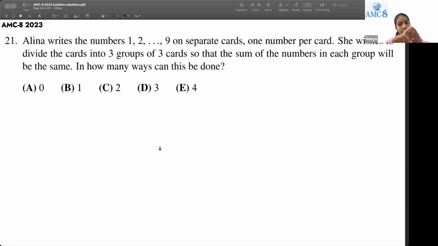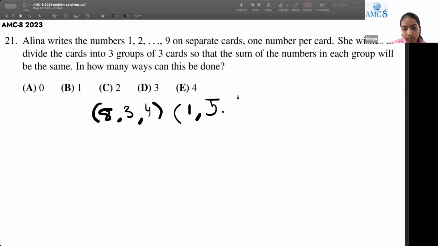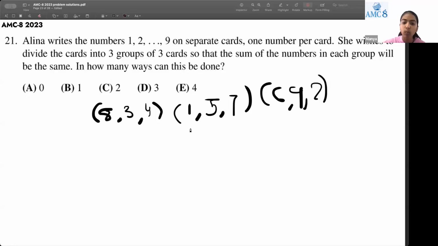We know that 1, 2, 3 should be separate, 4, 5, 6 should be separate, and 7, 8, 9 should be separate. Otherwise, the sum will be too much or too less. So by using trial and error, we know that 8, 3, and 4 should be together. 1, 5, 9 should be together, and 6, 7, 2 should be together. And now we can see that 1, 2, 3 are separate, 4, 5, 6 are separate, and 7, 8, 9 are separate.